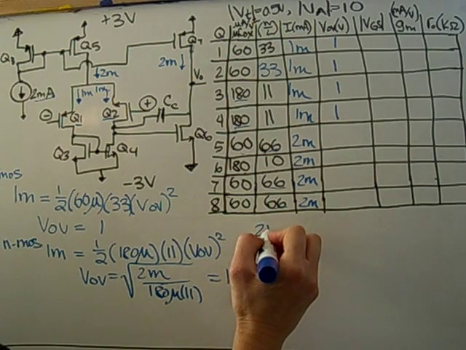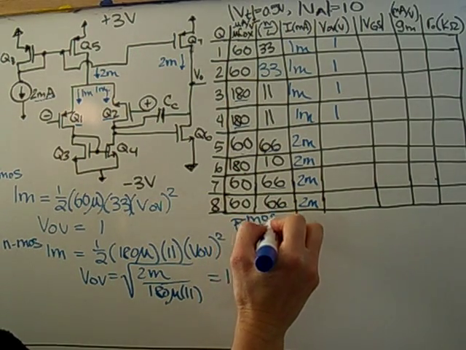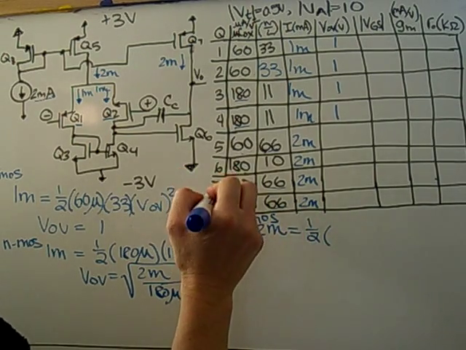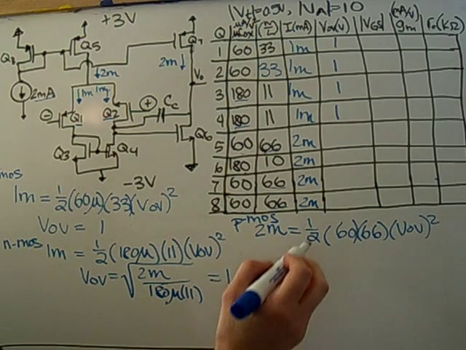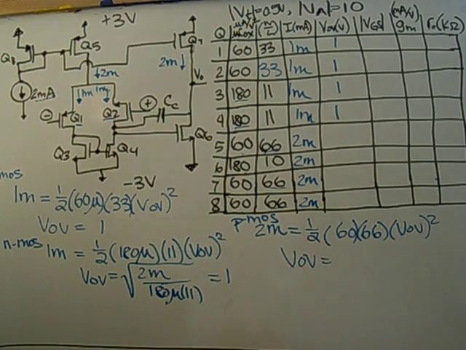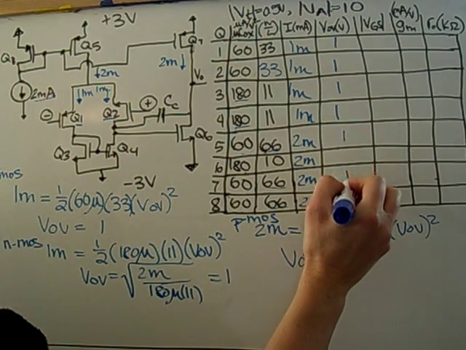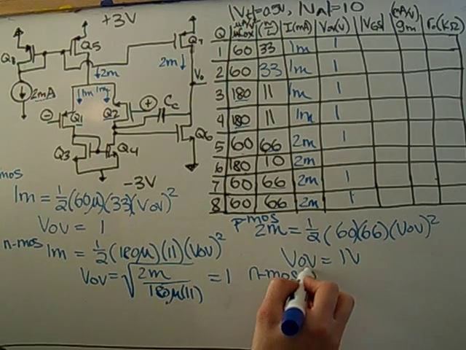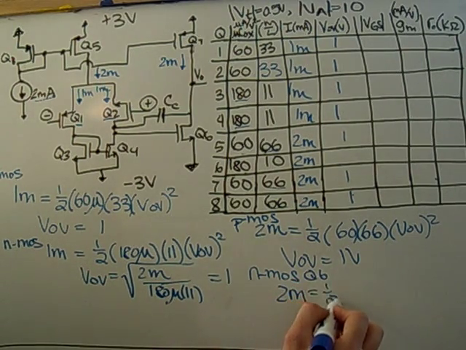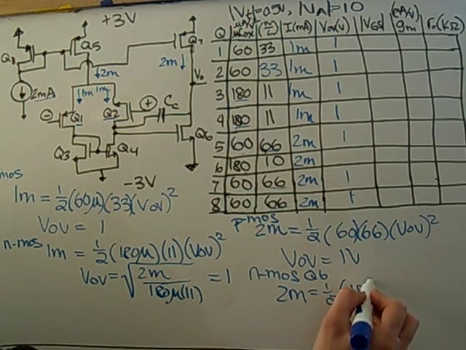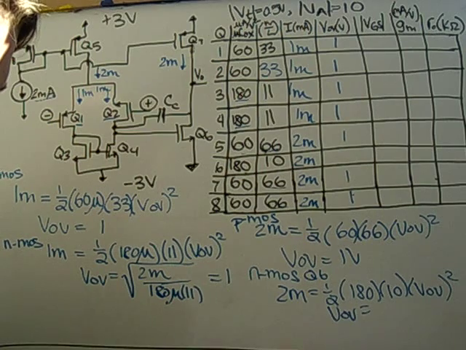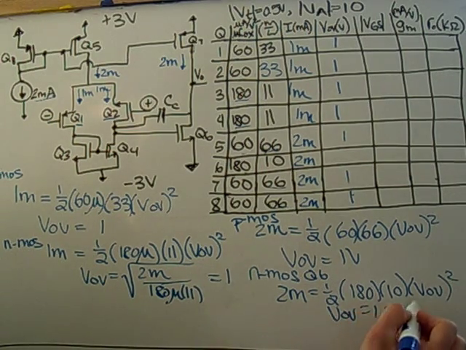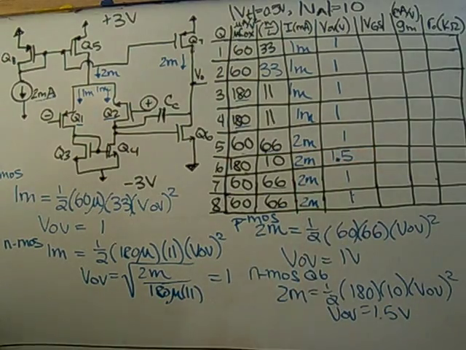For the 2 milli, for PMOS, again, that will be 5, 7, and 8, so 60, and they have 66. And that gives a VOV, solving that, of 1 volt also. And the NMOS, which will be the Q6 at 2 milli, you get 180 and 10, and that gives a VOV of 1.5 volts. So this is the only different one for all of those.